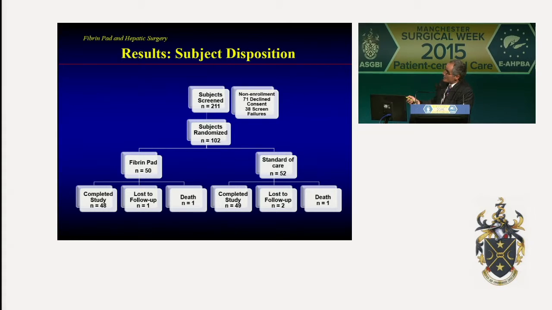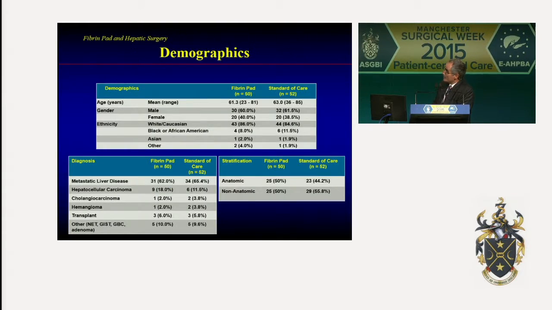Subject disposition: we had 211 patients screened, 102 that were randomised, 50 to the fibrin pad group and 52 to standard of care. Looking at demographics, the groups were reasonably well matched in terms of patient age, gender and ethnicity. Metastatic colorectal cancer formed the bulk of the indications for resection, with some primary liver tumours, some benign tumours. There were 3 split liver transplants included, and then a group of other resections for other indications.